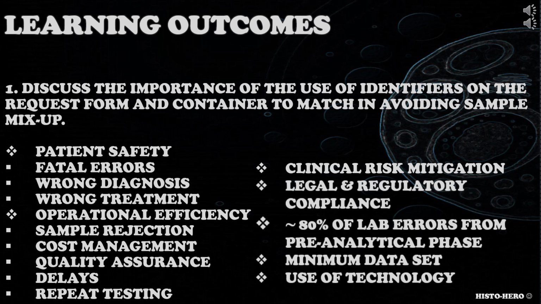Let's have a look at the first learning outcome, which is for the candidate to discuss the importance of the use of identifiers on the request form and containers to match, in avoiding sample mix-up. Why is it important we check patient identifiers on the pot and the form? What information do we check? How many identifiers are needed to accept this for analysis? What happens when the patient identifiers do not match? What could be the consequence of sample mix-up? Consider accuracy, reliability, patient safety, clinical risk mitigation, key identifiers, consequences of poor sample labeling, operational efficiency, legal and regulatory compliance, best practice, and so on.